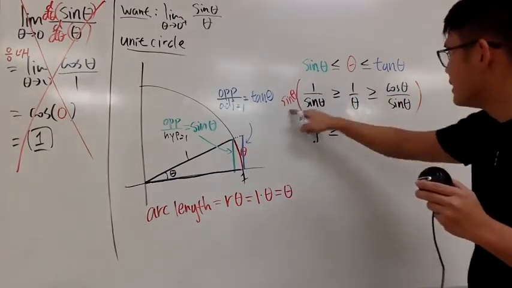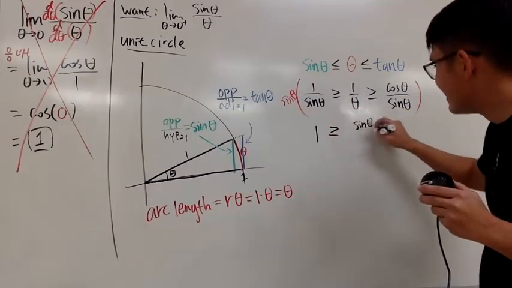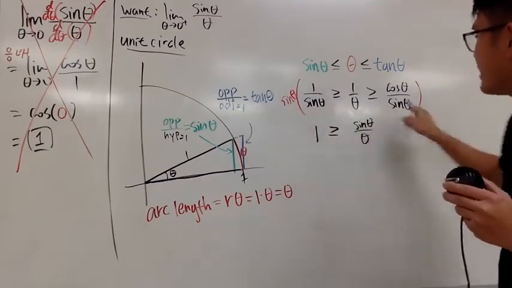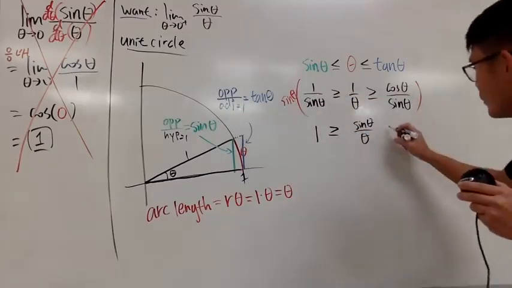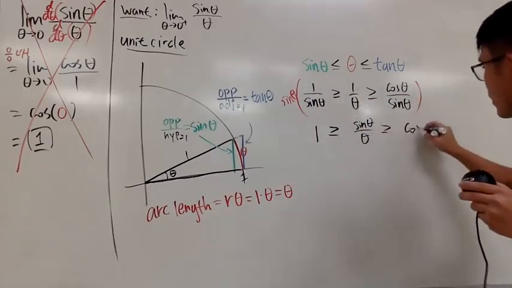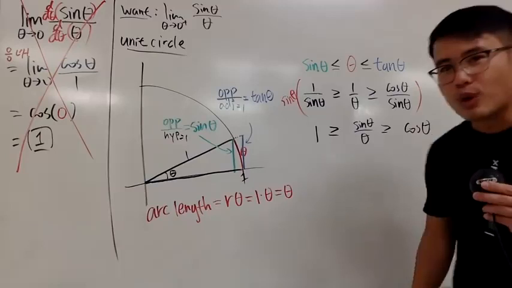So I'll just put down sine theta on the top over theta. And then this times that, of course, the sine theta cancel. We have this right here, which is just cosine theta. So this is what we have.